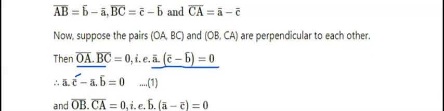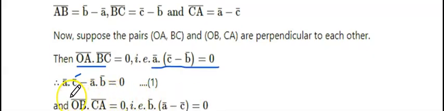Further, let's move on. Suppose the pairs OA and BC, and OB and CA are perpendicular to each other. So what will happen? The dot product OA bar into BC bar should be equal to 0. This is the expected result. As a result, A bar dot (C bar minus B bar) should be equal to 0. So A bar dot C bar minus A bar dot B bar equals 0. That will be our first equation.